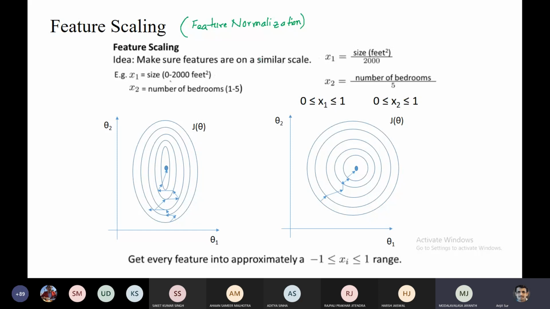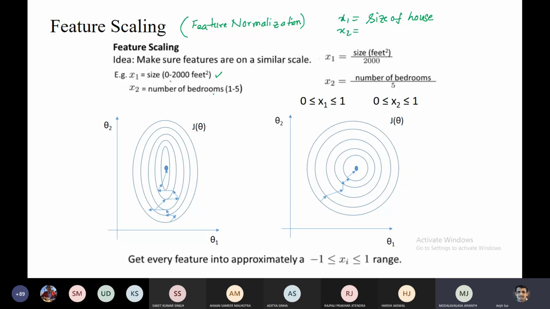What is feature scaling and why is it required? First, you have to understand the range of features. Make sure the features are on a similar scale. Similar scale means, recall the size of your house. Let one feature be the size of the house, which ranges from 0 to 2000 square feet. This is x1, one feature.